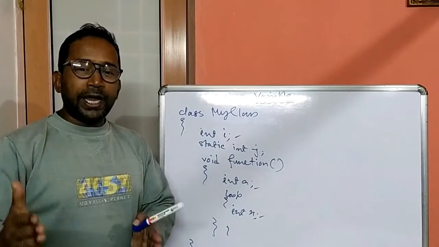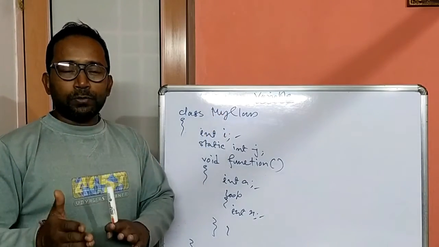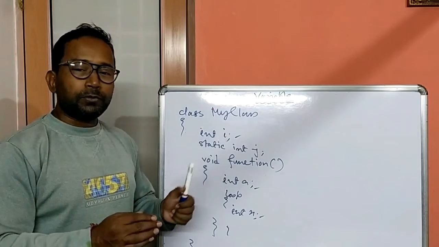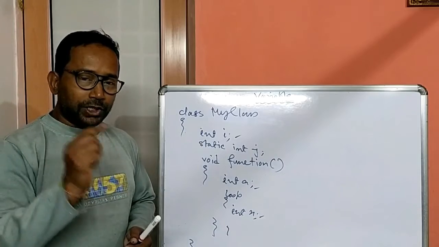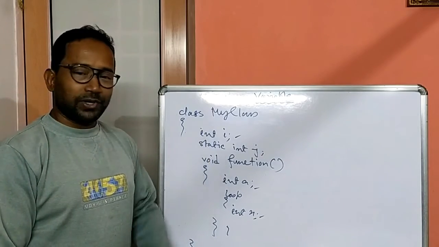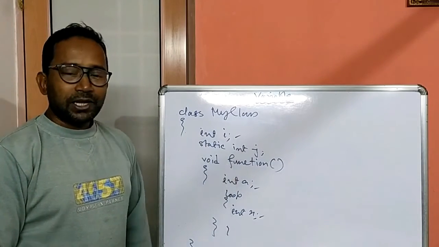Now if we create 10 objects of this class, all these 10 objects will get a separate individual copy of this i variable. Now to access the i variable of any object, you have to use the name of that object to access the variable. Whereas this variable is a class copy.